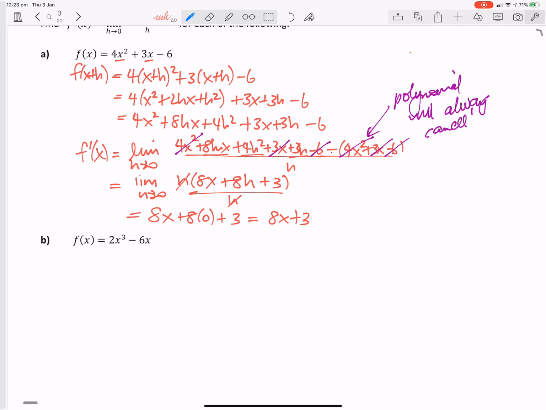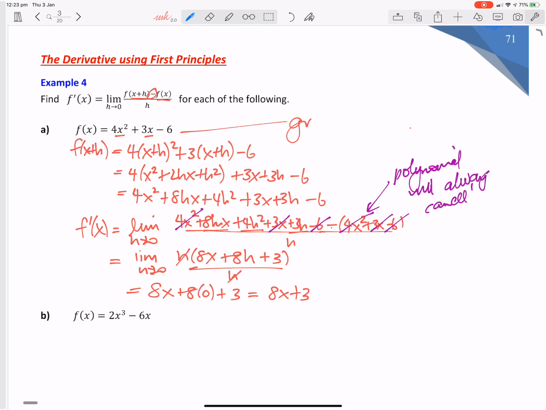So that means my gradient on this line at any value x is given by f dash of x is 8x plus 3.